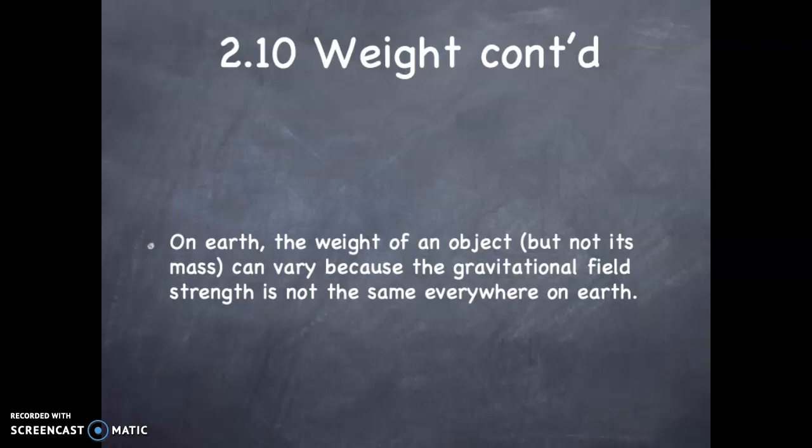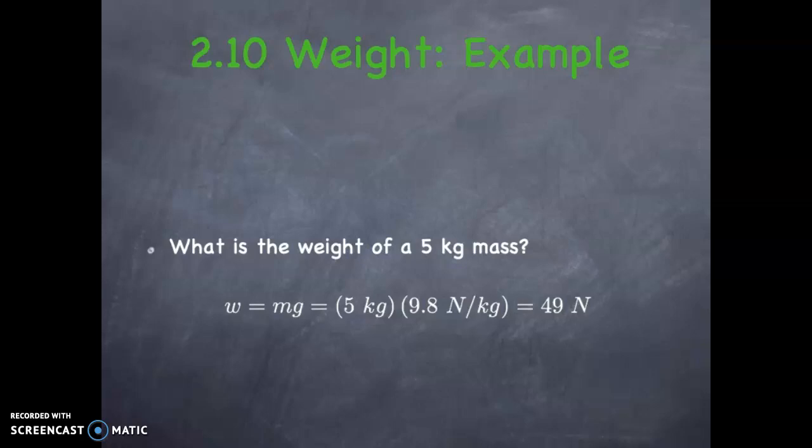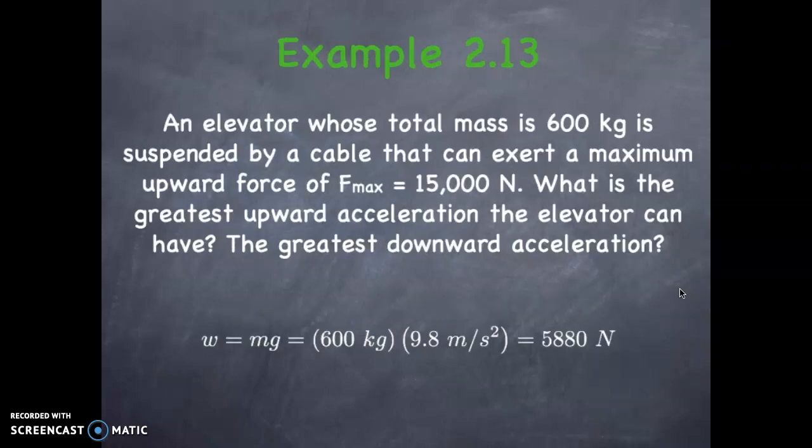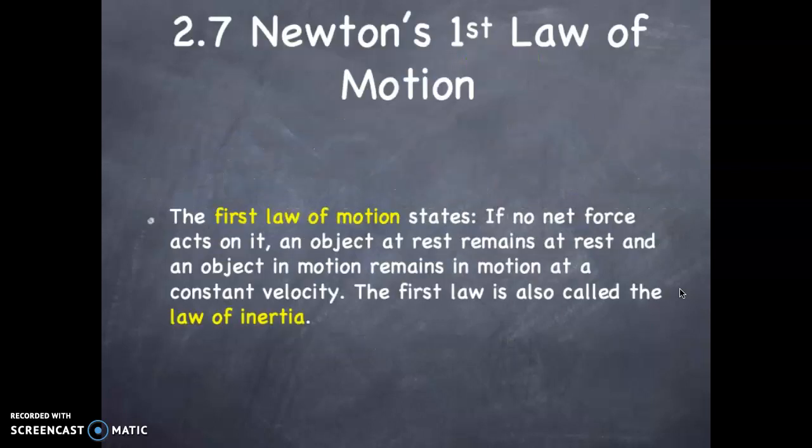Let's see now. Let me just go on from there. So what is the weight of a 5 kilogram mass? We can calculate that right there, and it's 49 newtons. Another example of weight.